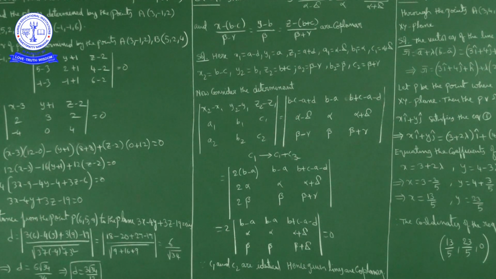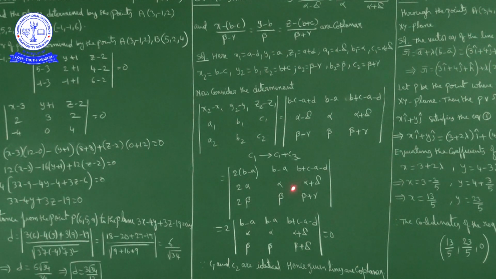Okay, so what do we have here? B minus C minus A plus D plus B plus C minus A minus D. So plus D minus D cancel. Okay, minus C plus C cancel. So B minus A, B minus A, 2 times of B minus A. Now here, by adding alpha minus delta plus alpha plus delta, minus delta plus delta cancel, 2 times of alpha.